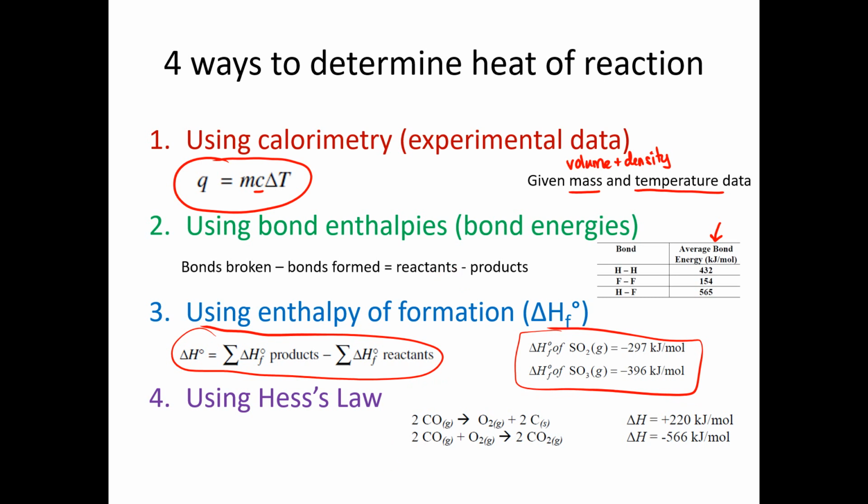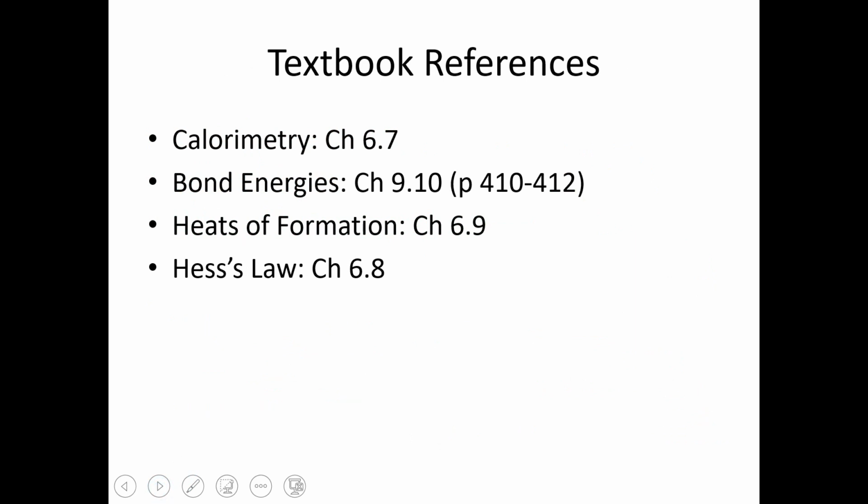And then using Hess's law, there's no equation for Hess's law. The idea behind Hess's law is just that if you can add up 2 reactions or 3 to get another reaction, then the sum of the delta H's of those reactions will equal the delta H for the overall reaction. So we have this concept of adding reactions together to get a new and different reaction. And if you add their delta H's together, it will give you the delta H for the new reaction. Again, no equation for that one.